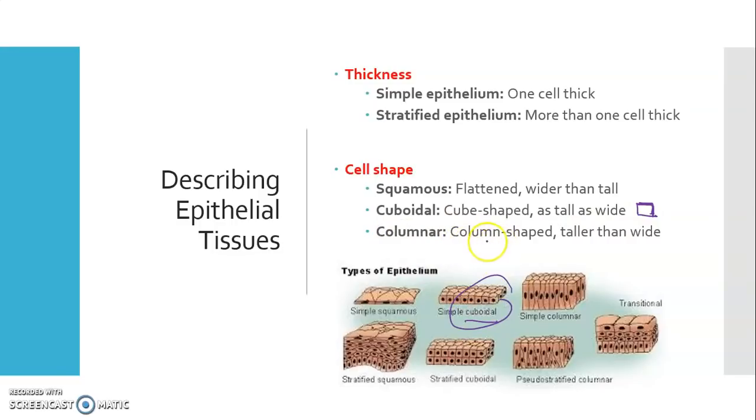And then next is columnar. Column is a column shape, taller than wide. Okay, look at how the columnar has quite an elongated shape. Elongated shape.